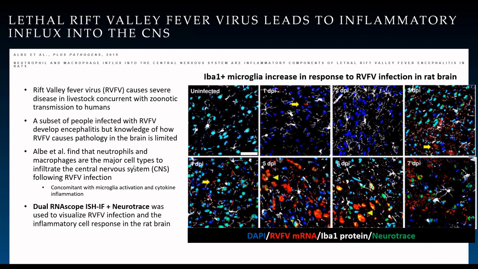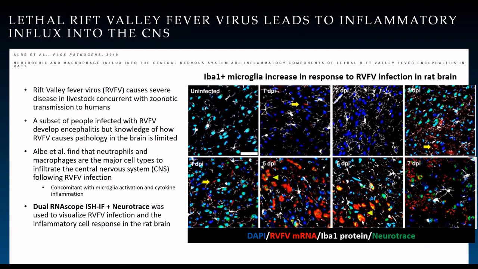So in this example, they were using a rat model to study the encephalitis induced by Rift Valley virus. They used RNASCOPE probes to study the infection by this Rift Valley virus by designing a probe specifically against the viral RNA. So they can visualize the viral infection simultaneously with the inflammatory response mounted by this infection.